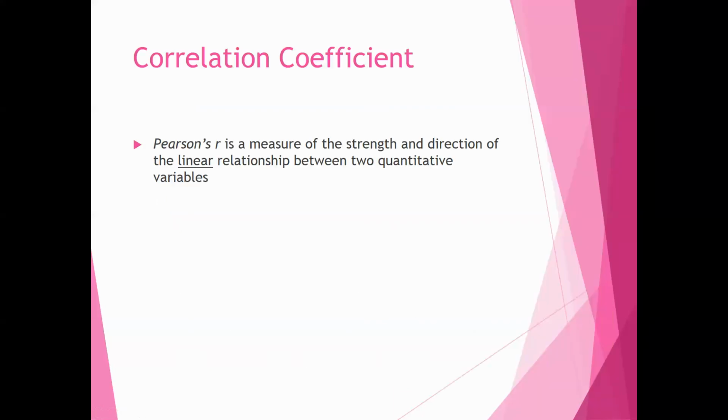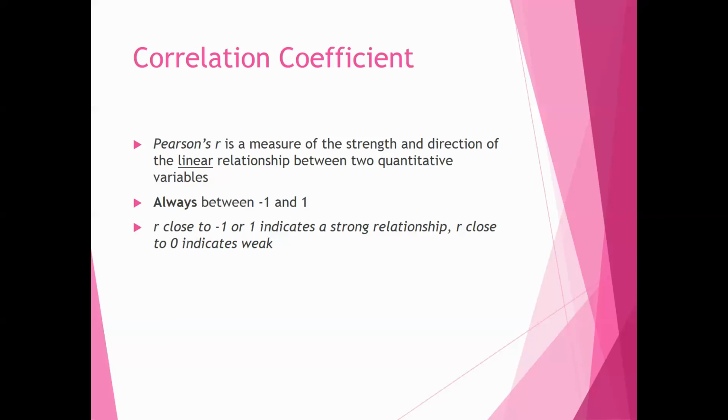So we measure how strong those relationships are with the correlation coefficient, sometimes called Pearson's R. It's a measure of the strength and direction of the linear relationship between two quantitative variables. How strong it is, what direction it is, and how well it fits a line, the linear relationship. So first of all, the correlation coefficient is always between -1 and 1. That's a mathematical necessity. If R is close to -1 or close to +1, that's a strong relationship. Close to 0 indicates a weak relationship.